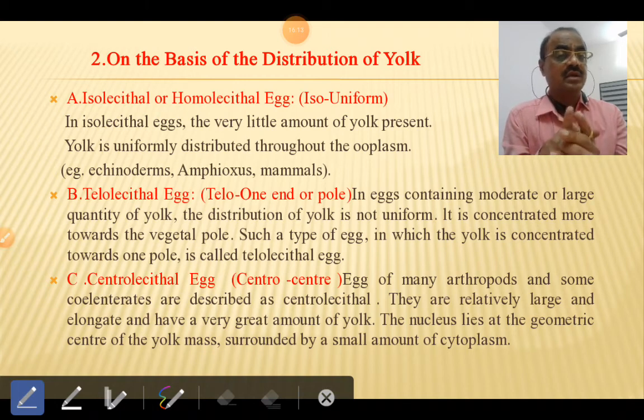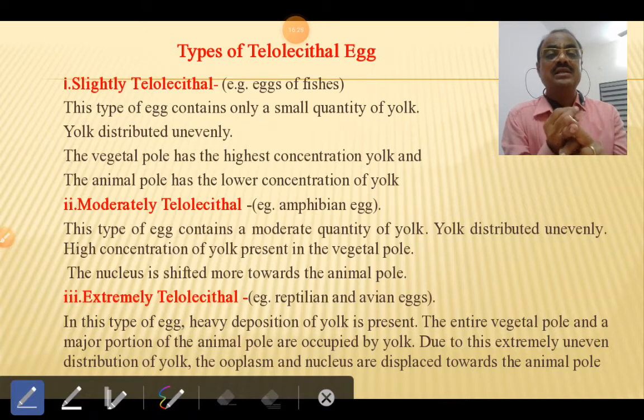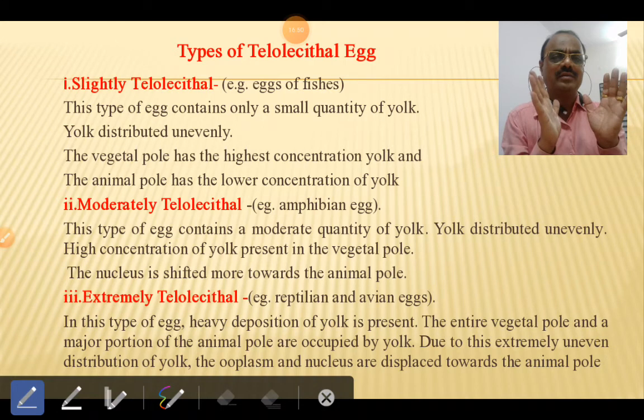Now, friends, the second type of egg, that is telolecithal, is again divided into three types: one is slightly telolecithal, second is moderately telolecithal, and third is extremely telolecithal. What are the characters? We will see one by one. In slightly telolecithal, generally the eggs of fishes come under it. This type of egg contains a very small quantity of yolk.